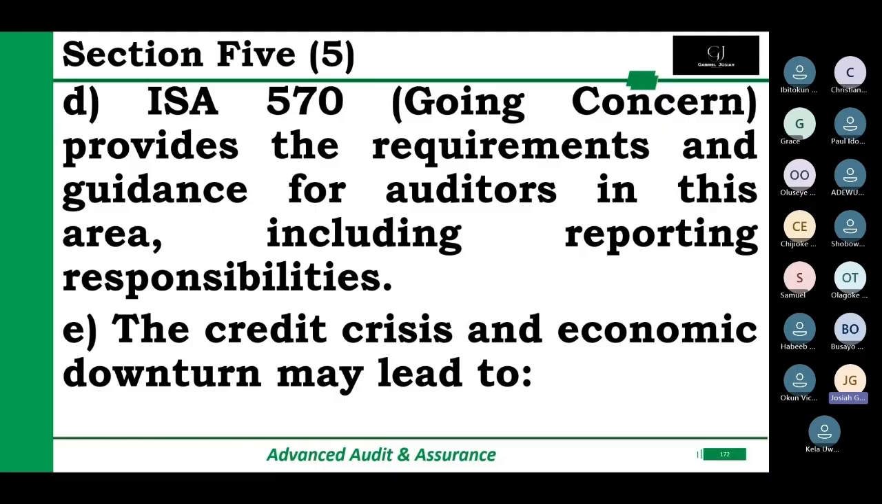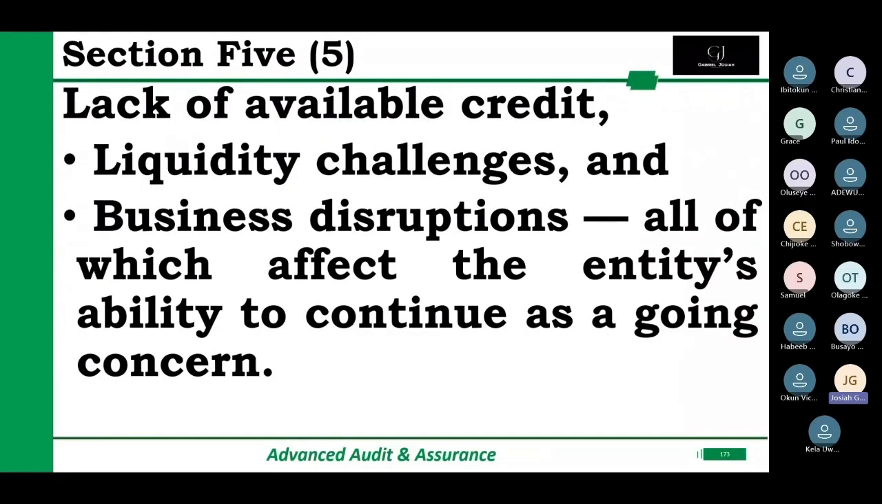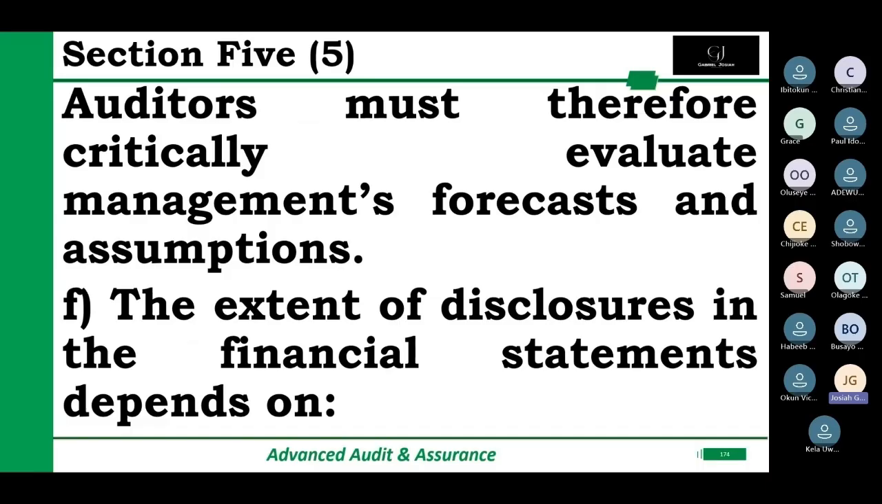So the credit crisis and economic downturn around going concern issues may lead to, number one, lack of credit around liquidity challenges a company may be facing, and business disruptions due to either natural disasters or some act of God, all of which affect the entity's ability to continue as a going concern. So auditors must therefore critically and objectively evaluate management's forecast and assumptions around these going concern concepts.